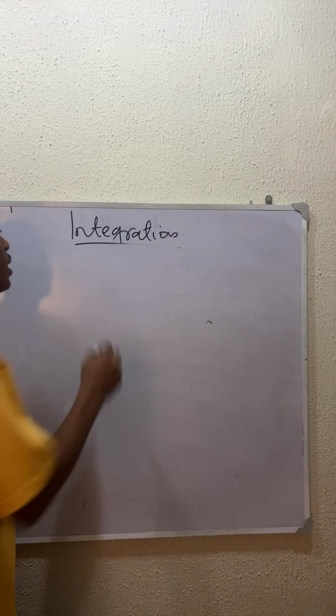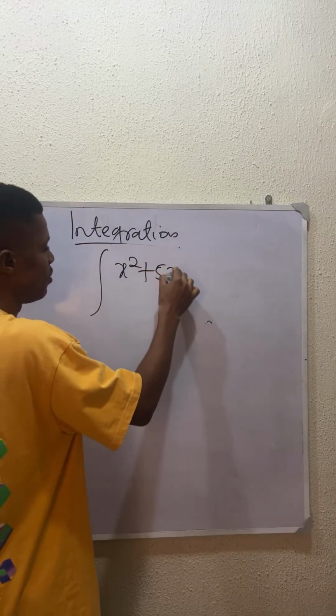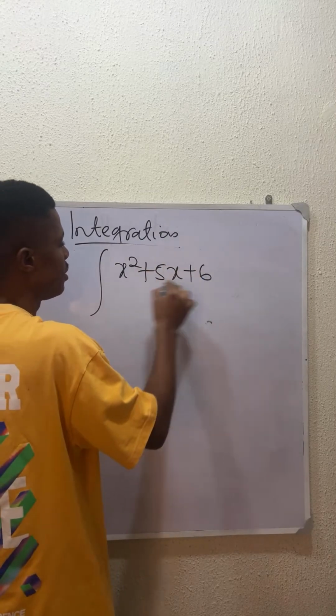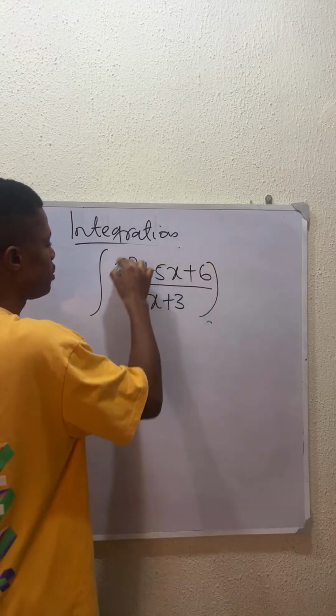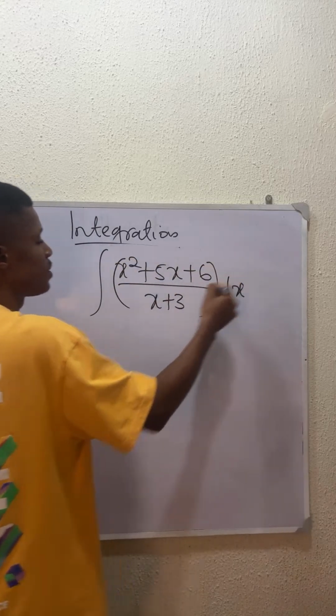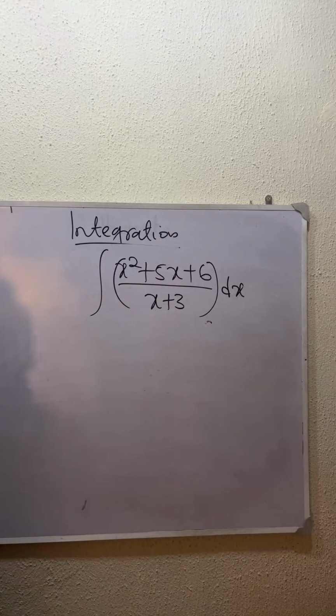Let's look at another one. Let's look at a tricky one. Let's integrate x squared plus 5x plus 6 divided by x plus 3. We are trying to integrate all this with respect to x. At first, it will seem scary or something that is hard.